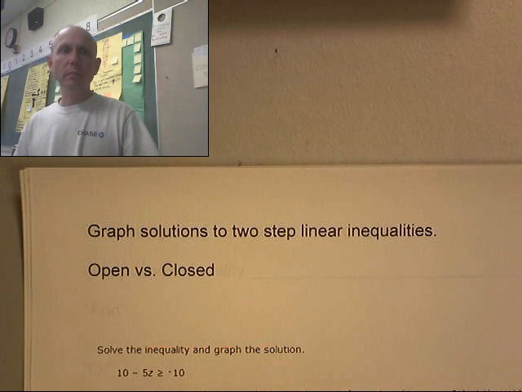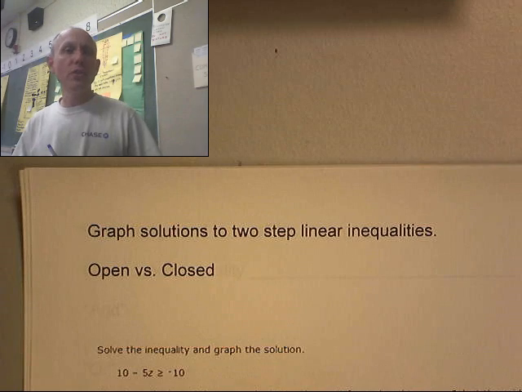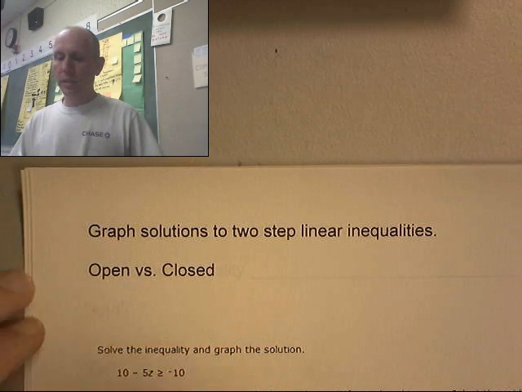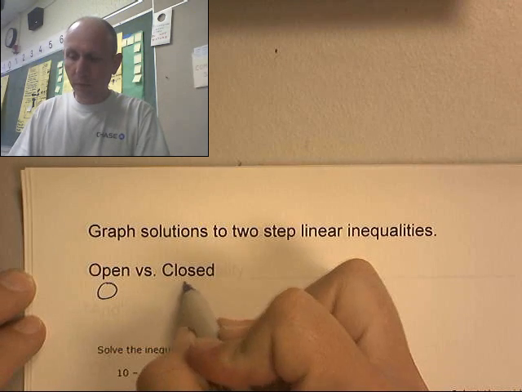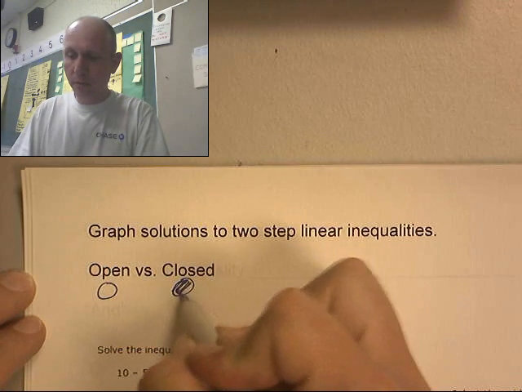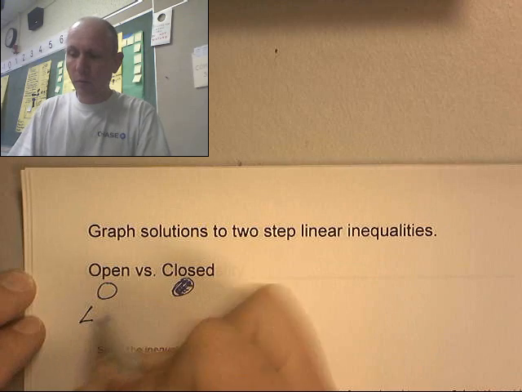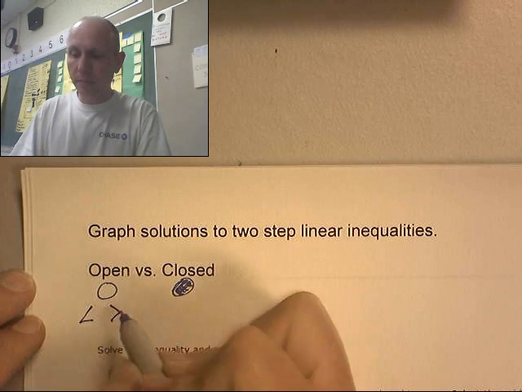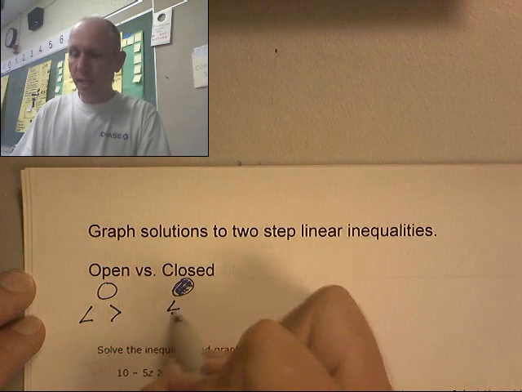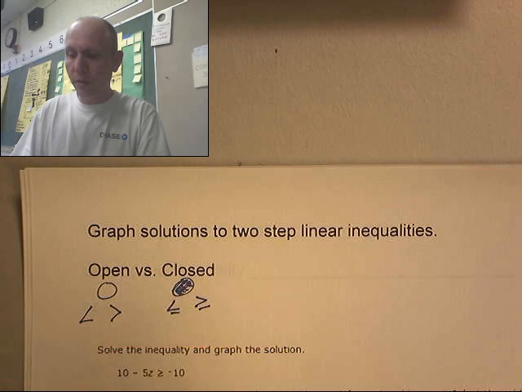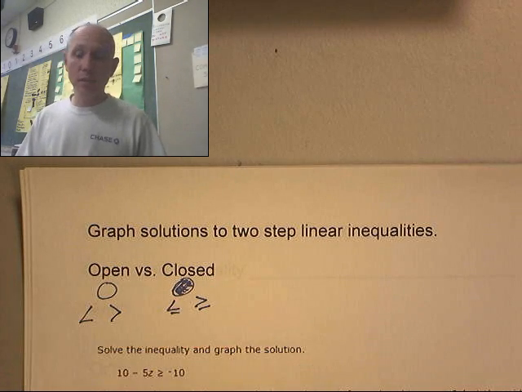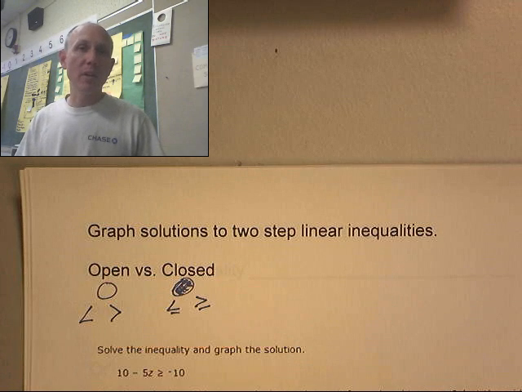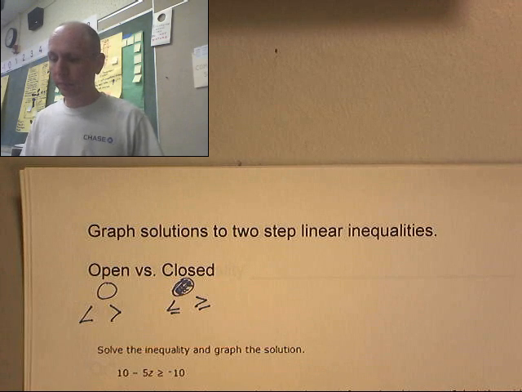So we're going to graph solutions to two-step linear inequalities. Remember open circles versus closed circles. We use opens for less than or greater than, and closed for less than or equal to, greater than or equal to. The closed means that the number is actually part of the solution. The open means that the number on the graph is not part of the solution.